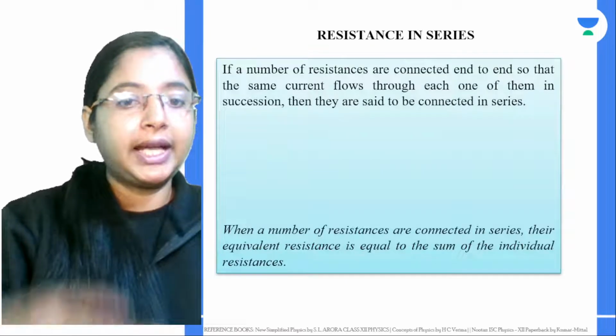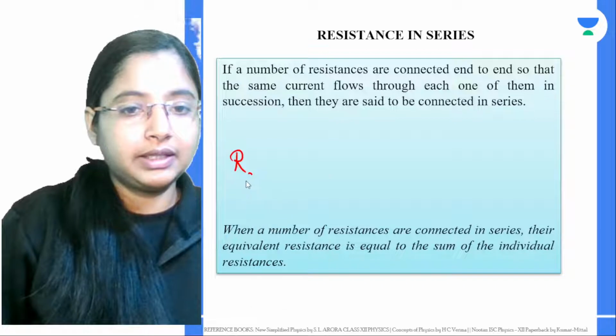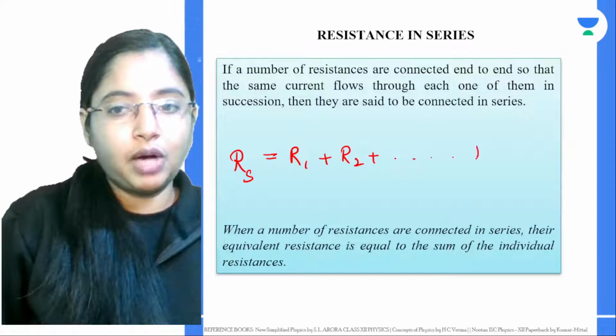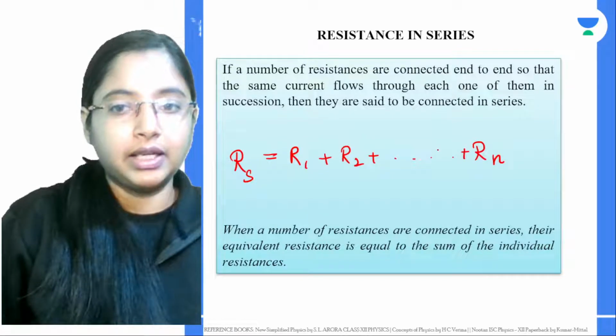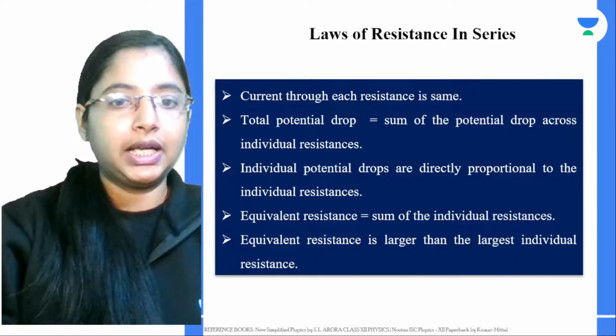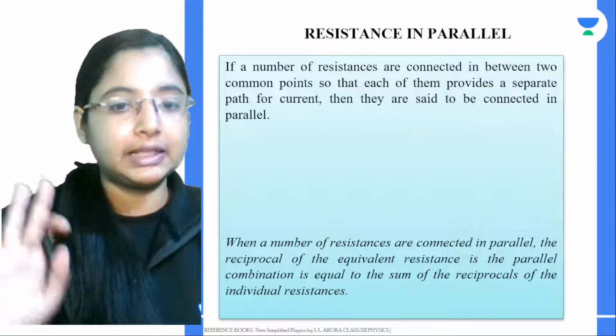Now if there are n resistors in series, then the equivalent resistance of the series combination will be R1 plus R2 and so on up to Rn. However many resistances there are, it will be a combination of all of these resistors. Next, just like we have resistors in series, we have resistors in parallel.